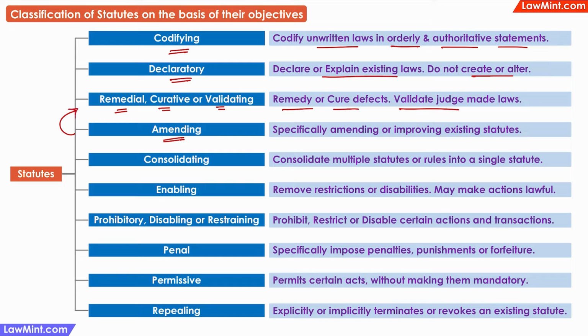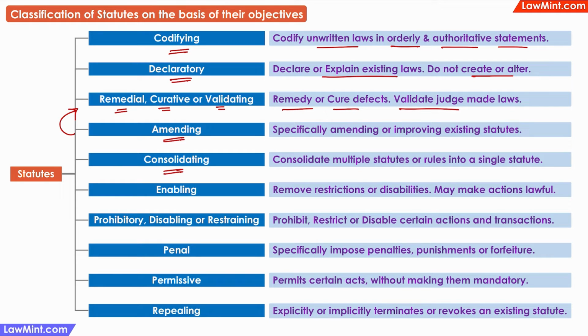Amending acts are similar to remedial, curative, or validating statutes because these are also making changes to existing statutes. But the crucial difference is in the scope or in the extent of the changes. While remedial statutes make small corrections or small changes, the amending statutes bring about significant changes. For example, the Information Technology Amendment Act of 2008 was an amendment to the Information Technology Act of 2000. The new act introduced changes to tackle new forms of cyber crimes, and it also included provisions for offenses like identity theft, cyber terrorism, and data protection that were not prevalent when the original IT Act was passed.